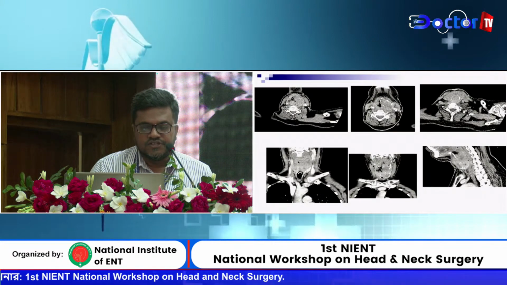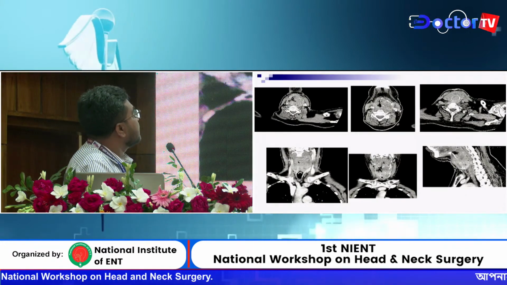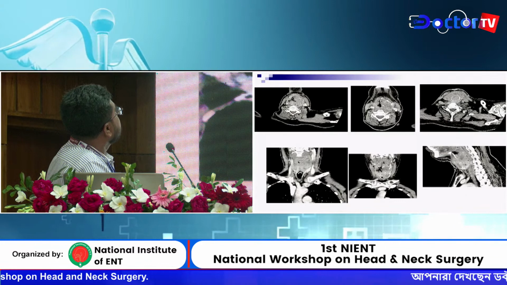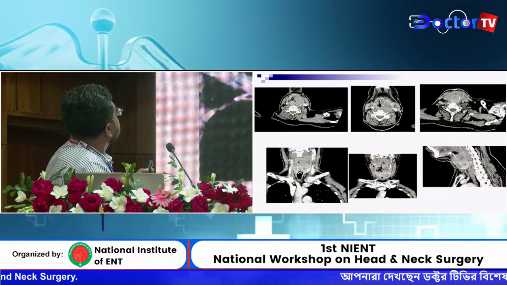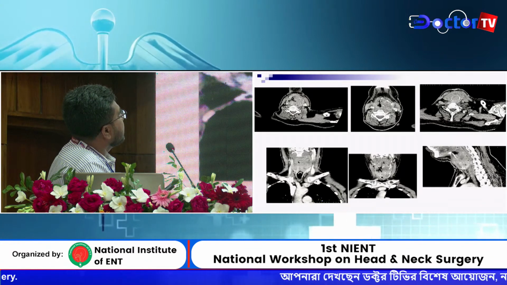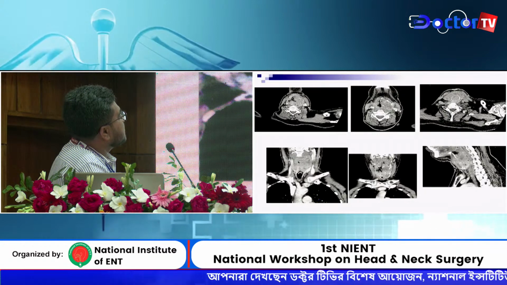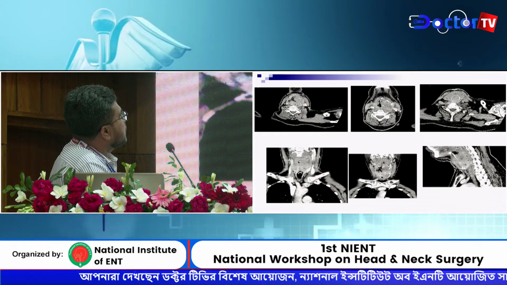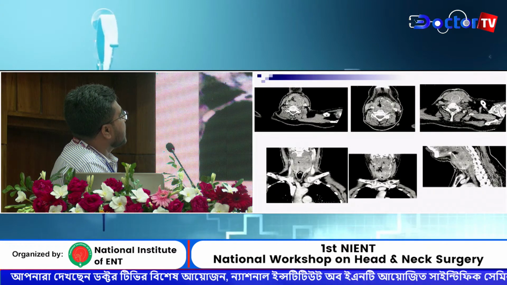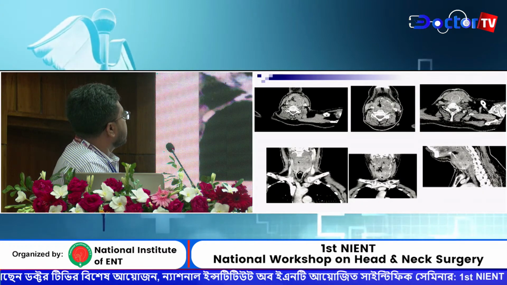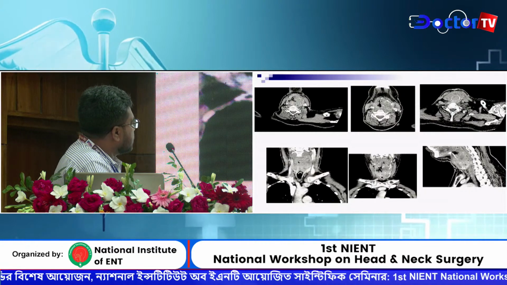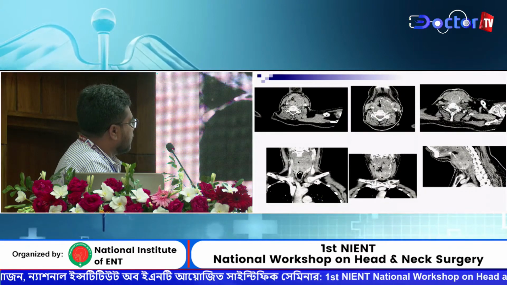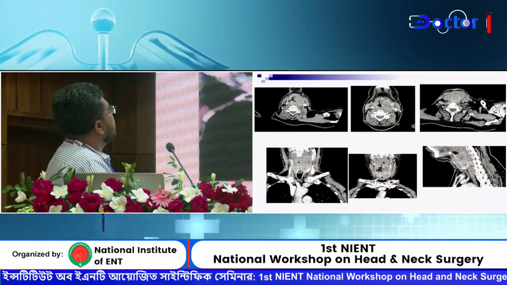And the T4b tumor. Here is the tumor location, in the supraglottic area and in the subglottic area. There is the tracheal ring, and in the subglottic area there is extension to the prevertebral soft tissue, a large soft tissue mass in the prevertebral region. And here we see the lesion involves the left lobe of the thyroid gland. It is a T4b tumor.